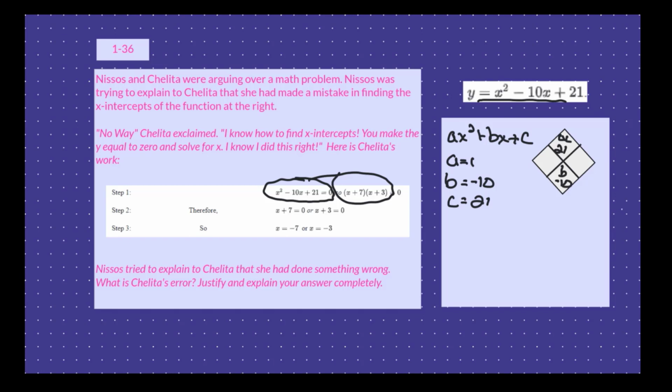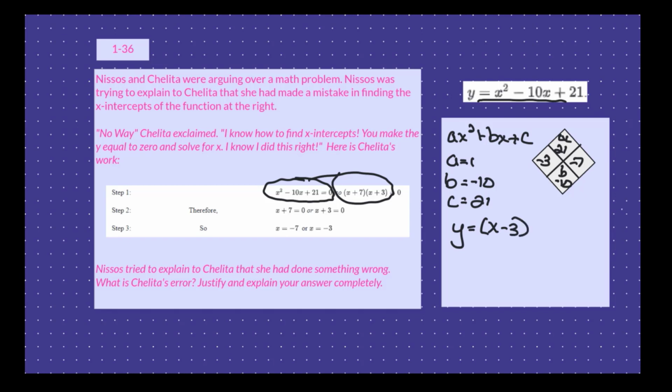So I'm trying to find two numbers that multiply to 21 and add up to -10. Now, the first thing I would think is 3 and 7. And I'll put those in those side boxes. 3 times 7 does equal 21, but 3 plus 7 does not equal -10. So I need to make both of these negative. So that means my factoring would look like this.